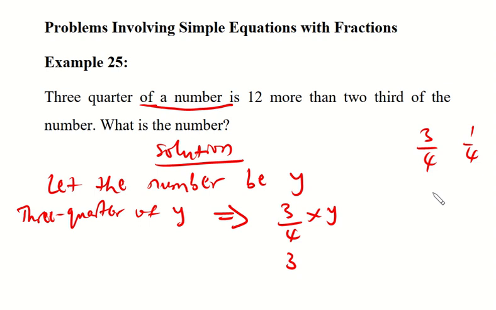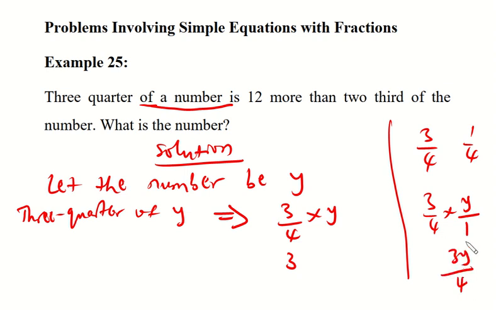Now, let me say this again. 3/4 times y also means 3 times y over 4. Do you know the denominator of y is 1? So I can say 3 times y, that's 3y, and 4 times 1, that's 4. So 3/4 of y is 3y over 4. Do you get that?